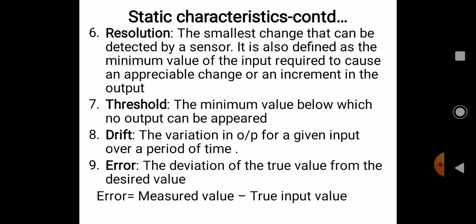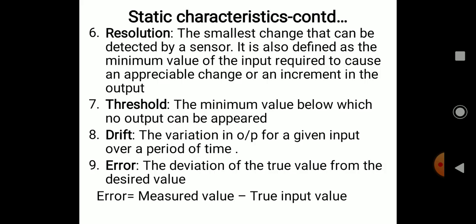That is the minimum value below which there is no output. That means at 5 km speed the needle will start. There will not be any movement for 1 km, 2 km, 3 km, 4 km, etc. That means 5 km is the minimum value, and below it, that means 4, 3, 2, 1, there is no response. No output can appear. That is the minimum value below which no output can be delivered. That is called threshold.